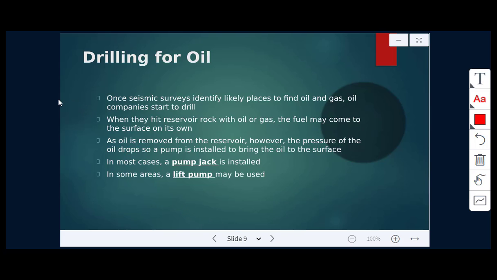All right, and then once seismic surveys identify likely places to find oil and gas, oil companies will start to drill. When they hit the reservoir rock with oil or gas, the fuel may come to the surface on its own because of the pressure. But as the pressure drops, or if there's not enough pressure, then a pump is installed to bring the oil to the surface. So there's usually a pump jack or a lift pump used.